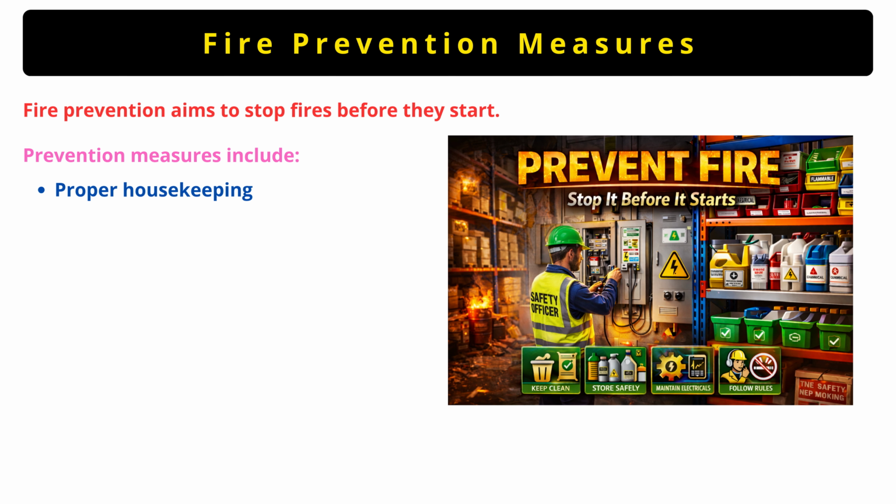First is proper housekeeping. If waste materials like paper, cardboard, oily rags are scattered in the workplace, they act as fuel. Poor housekeeping means unnecessary fuel is available. Good housekeeping helps us to control the fuel element of the fire triangle. Second is safe storage of flammable materials. Flammable liquids and gases should be stored properly in designated areas and containers. They must be kept away from ignition sources. For example, storing petrol near an electrical panel is extremely dangerous.